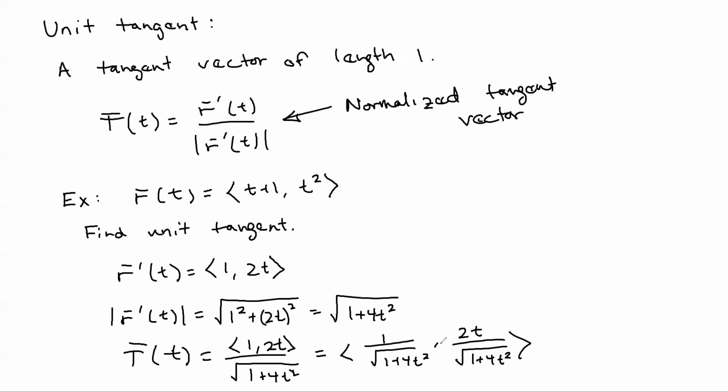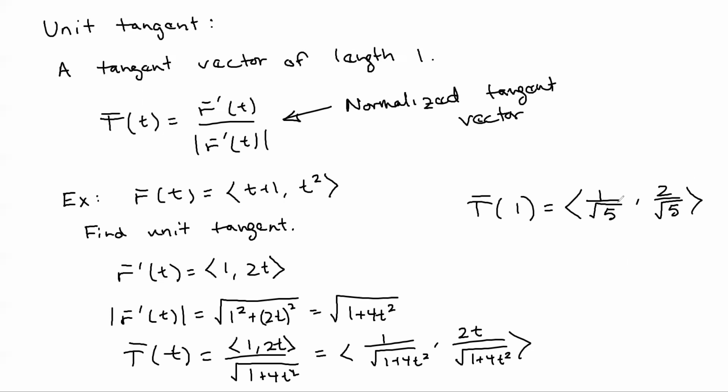This gives us the unit tangent for any point, for any input t. So we can plug in a t value to find a unit tangent. We could plug in 1, just like we had in the previous problem. If you plug in 1, you get 1 over the square root of 1 plus 4, so that's 5, and then 2 times 1, that's 2 over square root 5. So t of 1 produces the vector 1 over root 5, 2 over root 5.